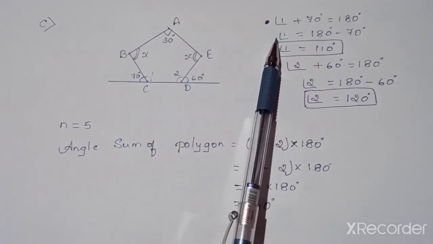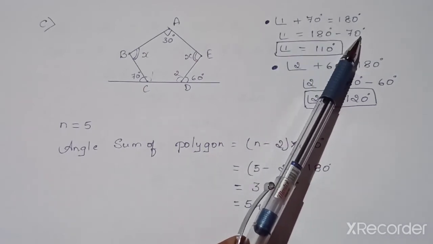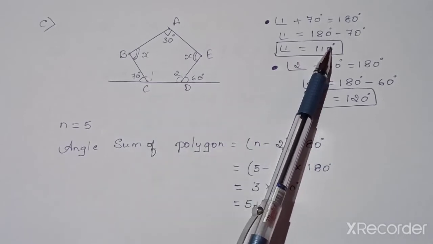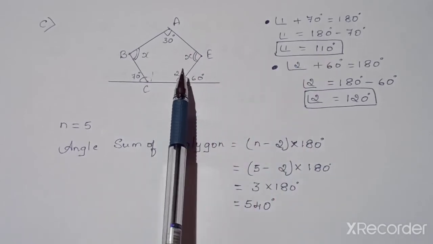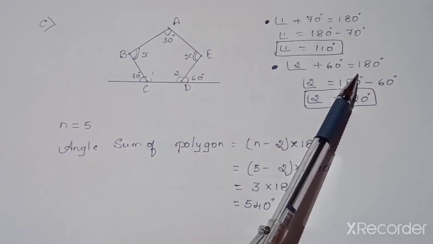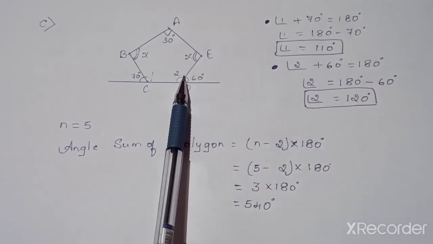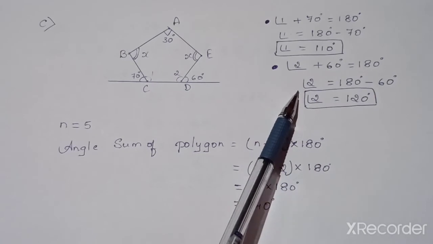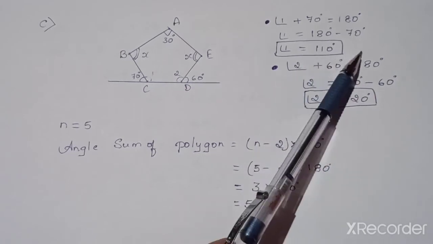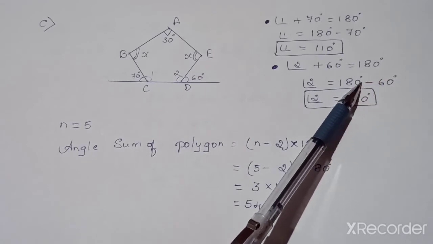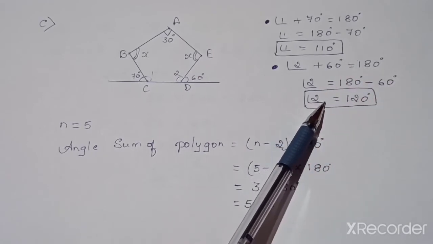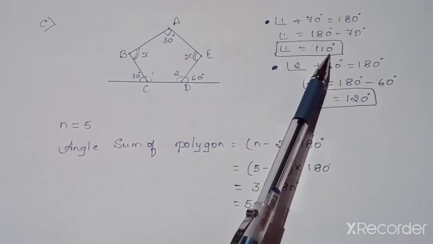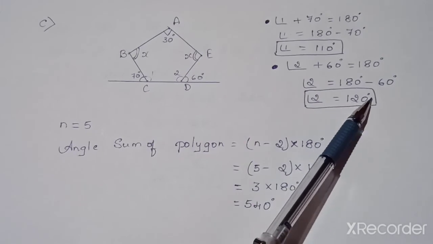Then, how to find angle 1? 180 degree minus 70 degree, that is 110 degree. So angle 1 is 110 degree. Here also the same thing. When we add these two angles, that is equal to 180 degree. So 60 degree plus angle 2 is equal to 180 degree. So angle 2 is equal to 180 degree minus 60 degree, that is 120 degree. Angle 1 is 110 degree and angle 2 is 120 degree.